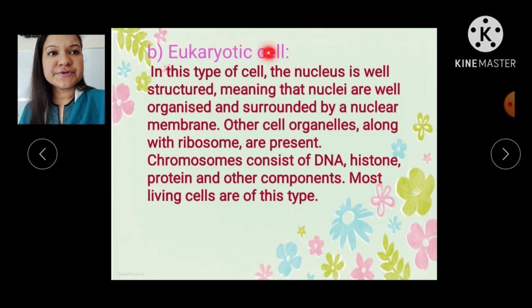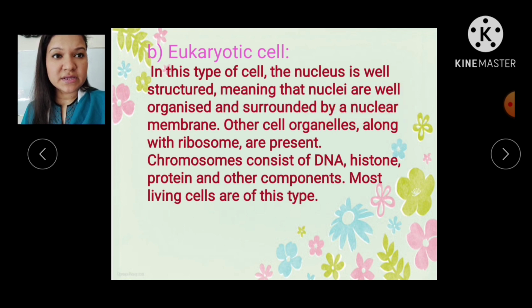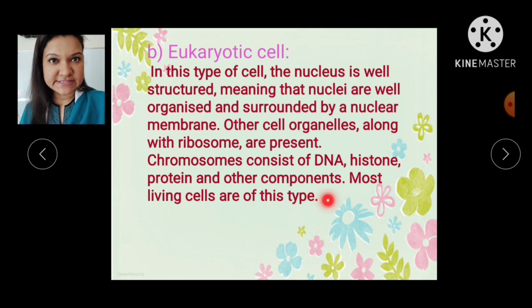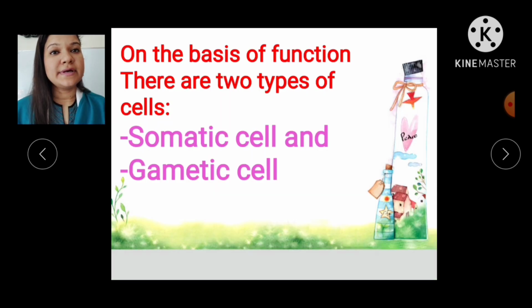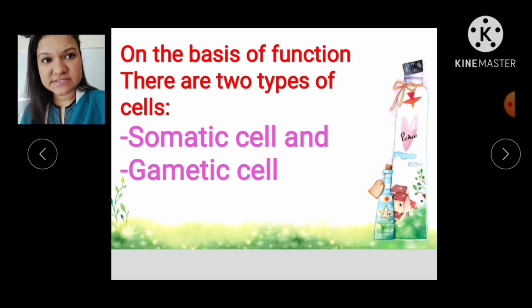And now the eukaryotic cell. In this type of cell, the nucleus is well structured, meaning that nuclei are well organized and surrounded by a nuclear membrane. Other cell organelles along with ribosomes are present. Chromosomes consist of DNA, histone, protein and other components. Most living cells are of this type. Now, on the basis of function, there are two types of cells, that is somatic cell and gametic cell.